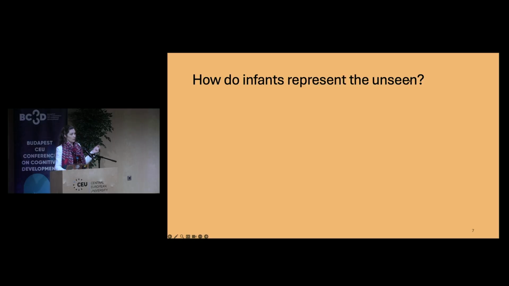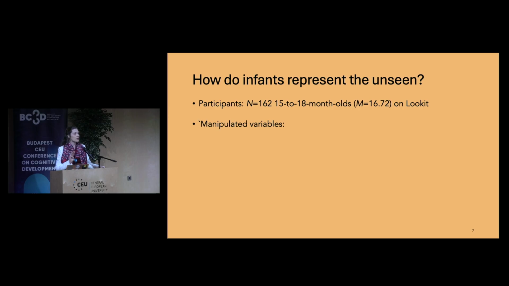So here we tested a bunch of infants from 15 to 18 months. So on average, they were around 17 months. Also a study done online on Lookit. And we manipulated 3 variables this time. So first was the priming mode. So we either used the same priming as I just showed you, where it was both visual and lexical. We've shown the objects and we labeled the objects. Or the priming was only lexical.